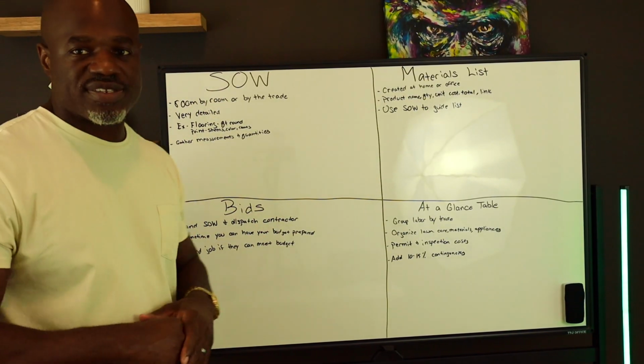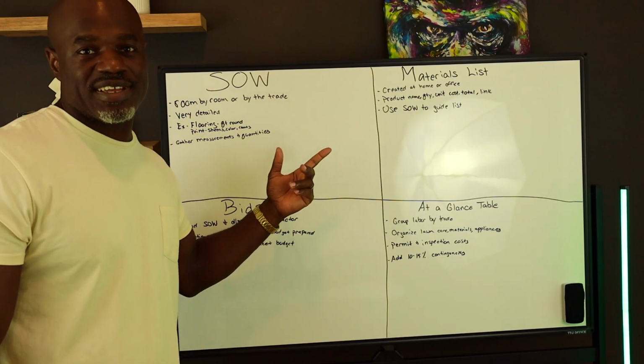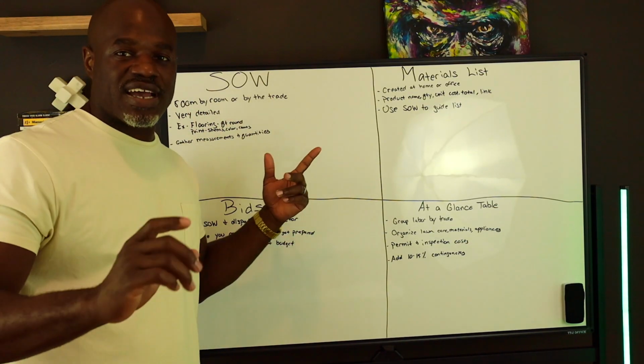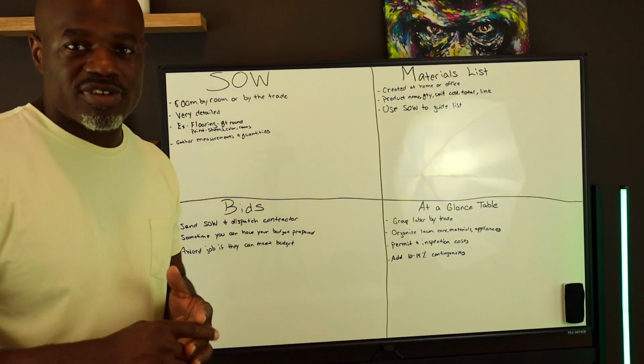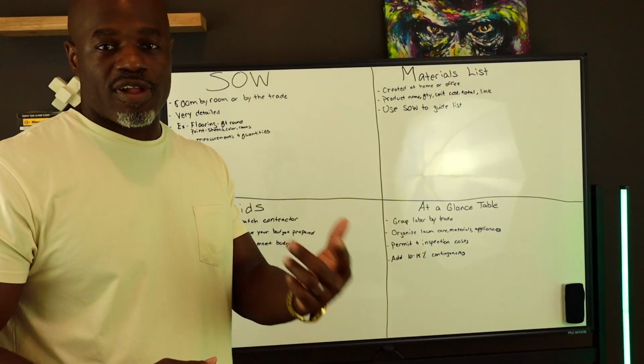You want to get measurements. You want to get quantities. I need the quantities for my materials list. So how many doors are throughout the entire building, and not just the doors, but what size are the doors? Are they pre-hung or are they slabs?